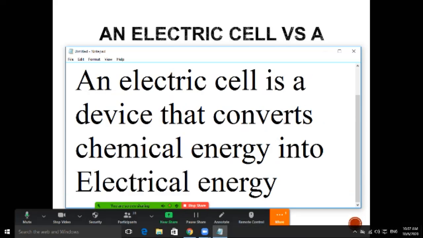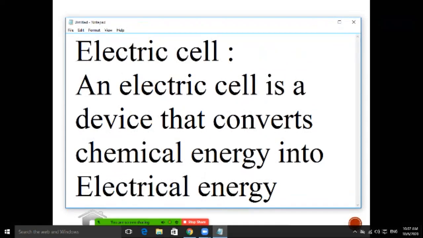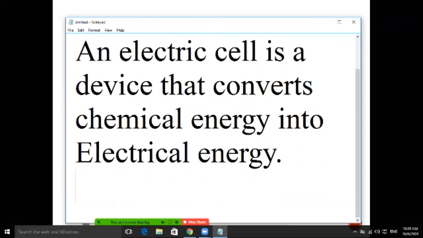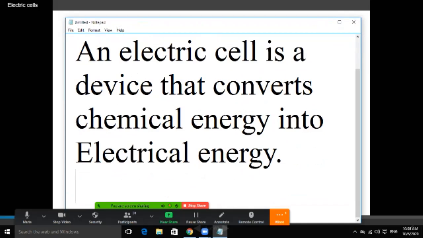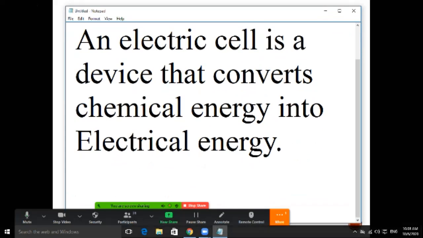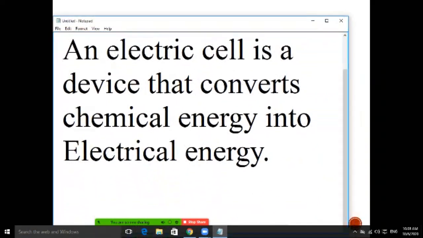So all the students, you write down what is electric cell. An electric cell is a device that converts chemical energy into electrical energy. Okay. Now, what is battery? Battery is an electrical energy source.